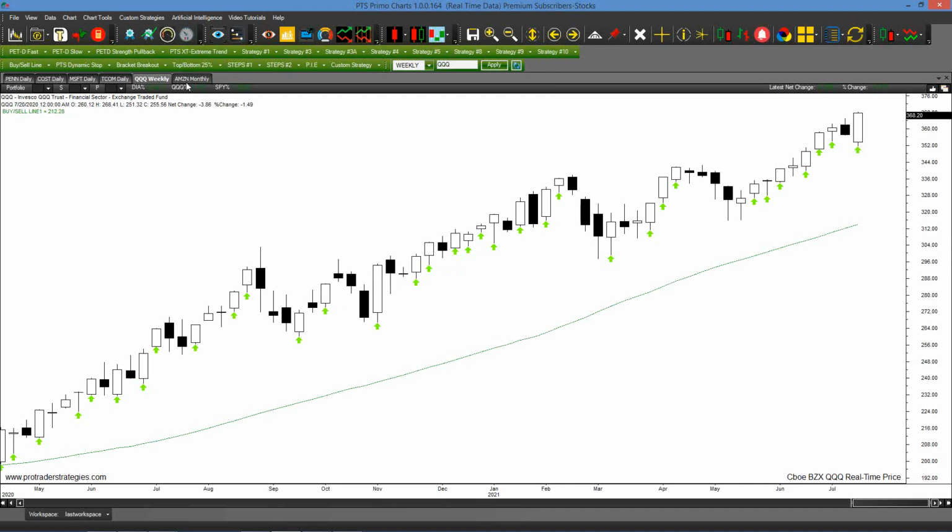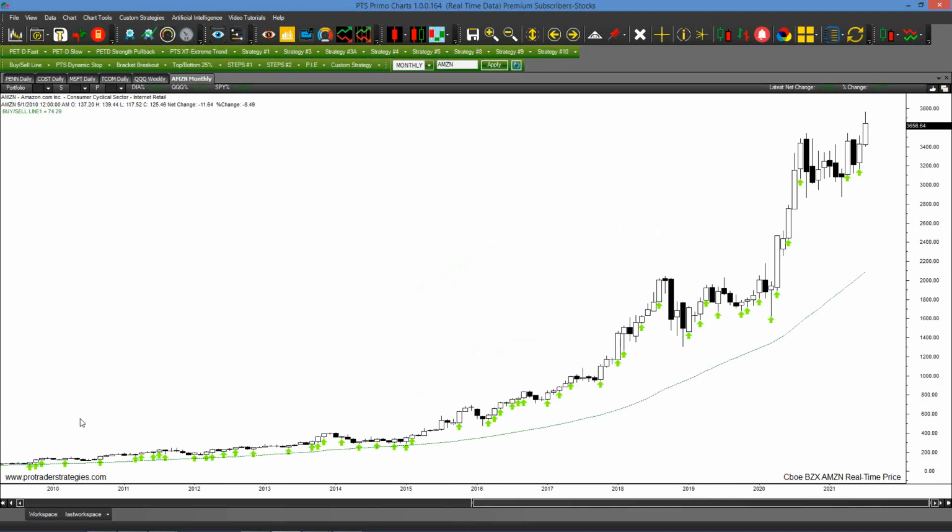And then lastly, let's look at a monthly chart in Amazon. Do you think this could have helped you going back roughly 10, 11 years? In 2010, we were above the 50 on a monthly time frame, and look at all the up green arrows. Look at all the consecutive green arrows here. This is the short term and the overall trend in sync.